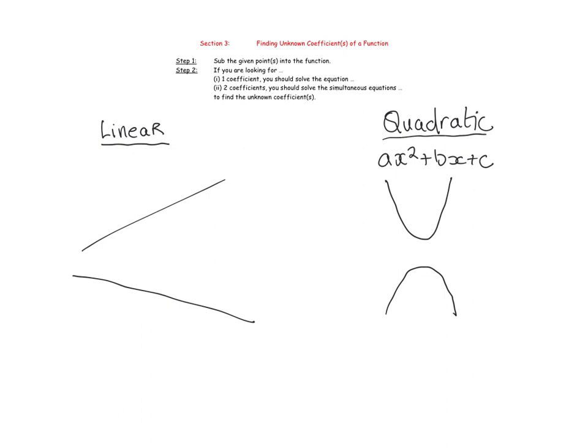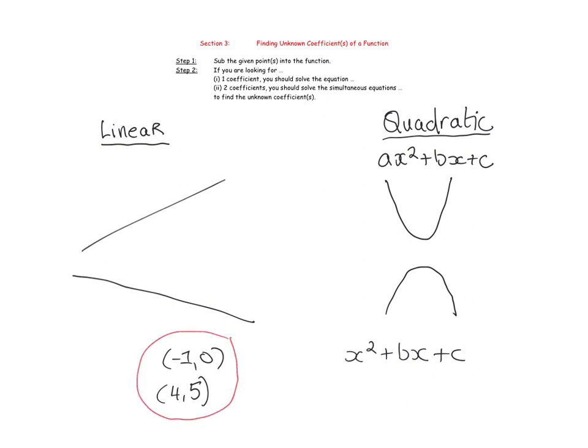Sometimes when we're in maths, we're asked to find the coefficients of a function. Now, what does that actually mean? If they, for example, tell you that you have the function x squared plus bx plus c, and they give you 2 points, so they give you (-1, 0) and they give you (4, 5), a question might ask you, with these points and with this function, to figure out what b and c are. That's what this whole topic is covering.